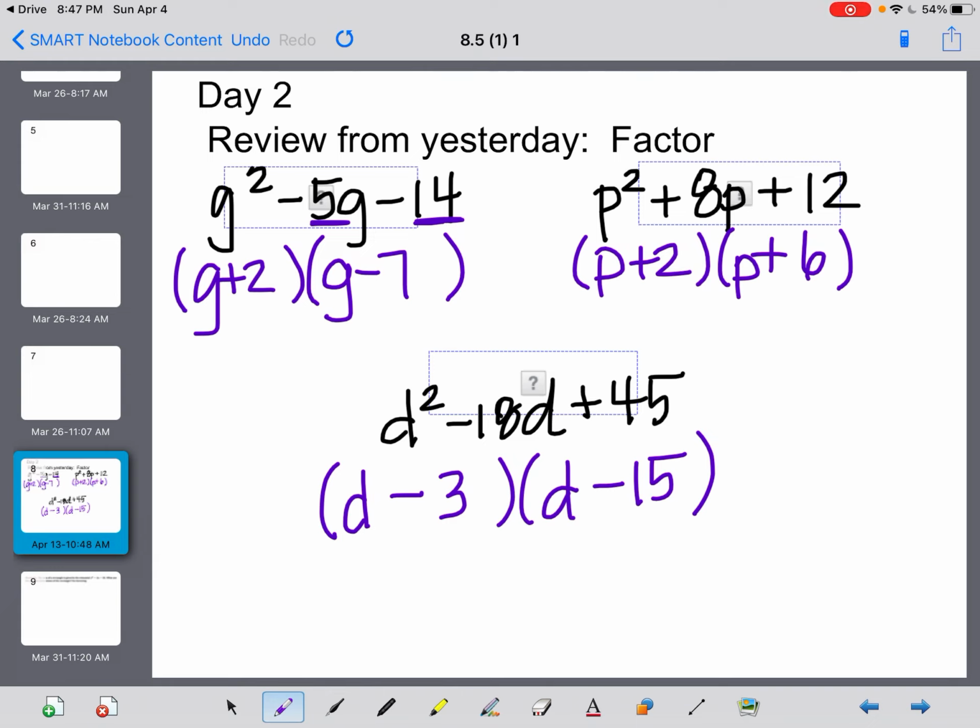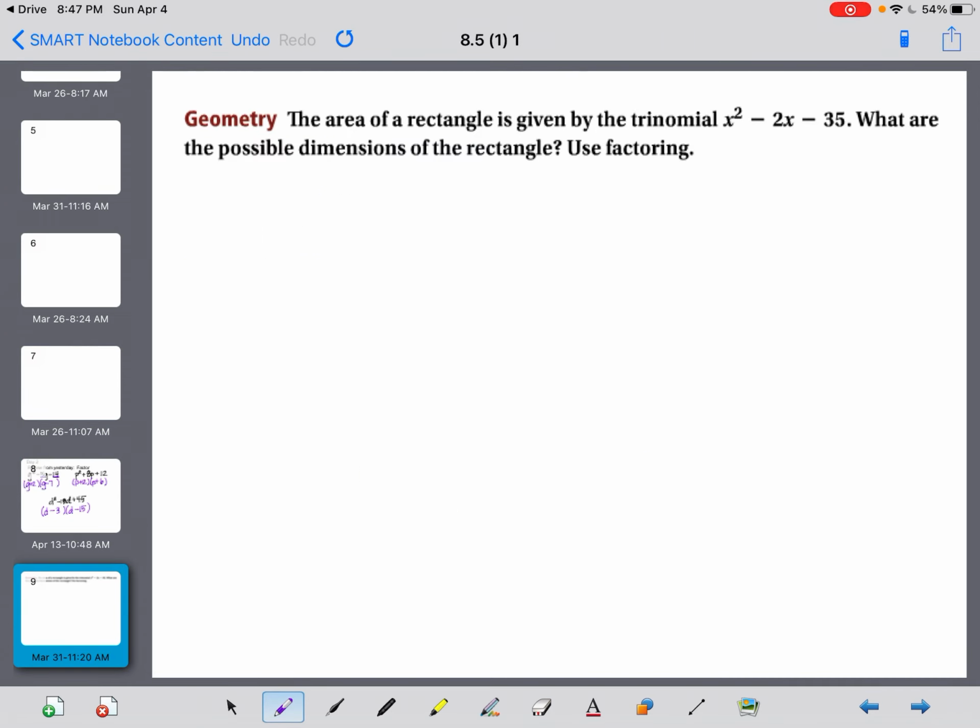All right, today we're going to do a couple word problems and then add in another variable, but we're going to start with these word problems. The area of a rectangle is given by the trinomial x squared minus 2x minus 35. What are the possible dimensions of the rectangle?